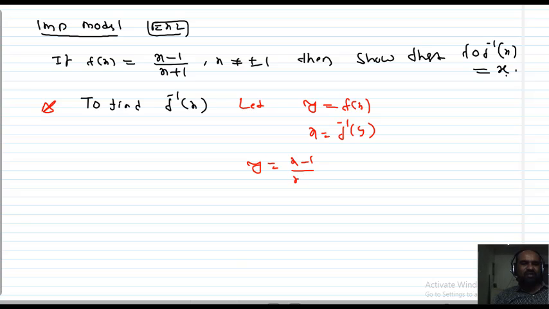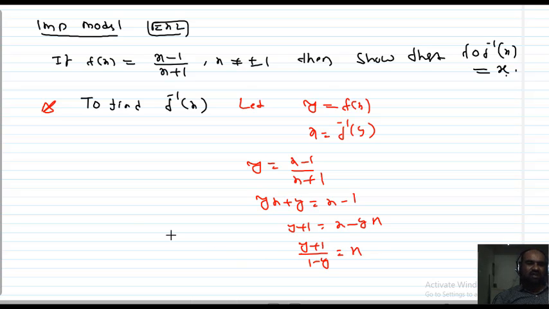x minus 1 by x plus 1. By using this rule, you want to make x the subject. So yx plus y equals x minus 1. Okay, so y plus 1 equals x minus yx, or (y plus 1) by (1 minus y) equals x. I will write here x equals 1 plus y by 1 minus y.